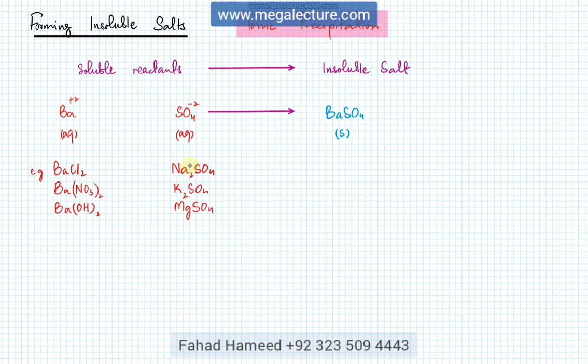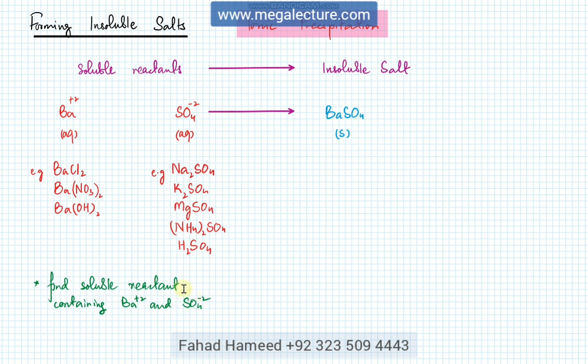We can have ammonium sulfate. Ammonium is plus 1. SO4 is minus 2. So it's going to be NH4 twice SO4. We can even go with sulfuric acid because that also has H plus 1 and SO4 minus 2, so it's H2SO4. So plenty of examples which we can go with.